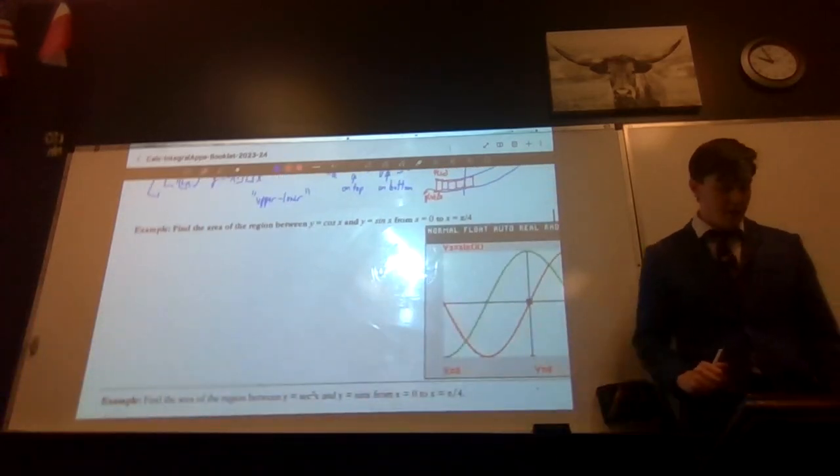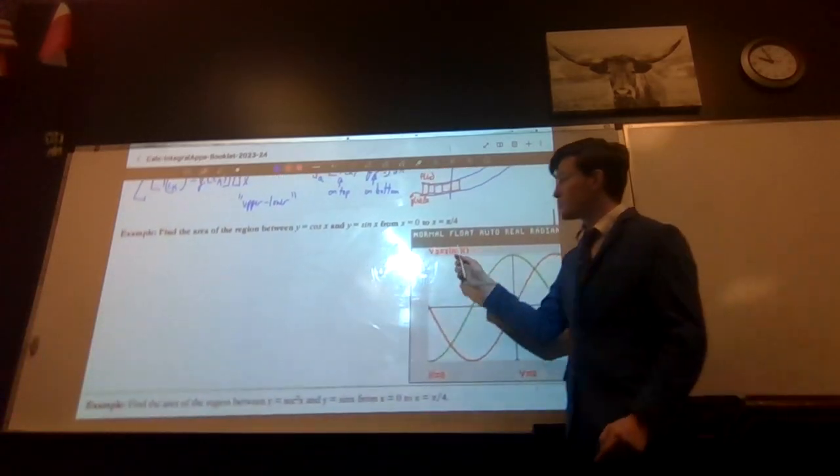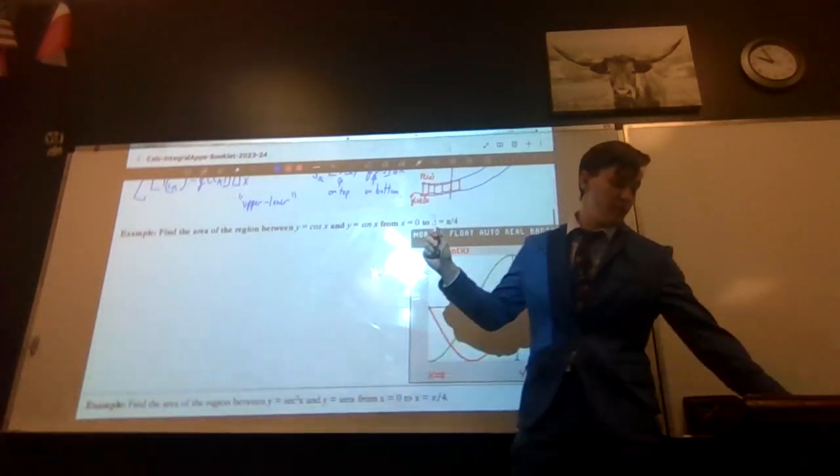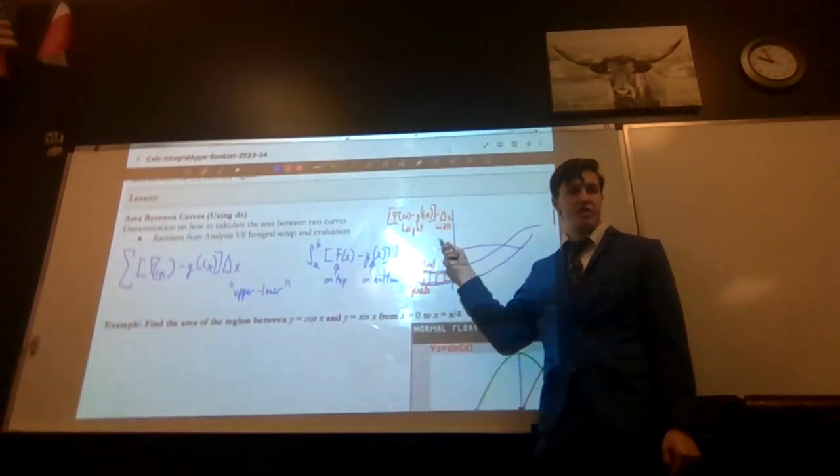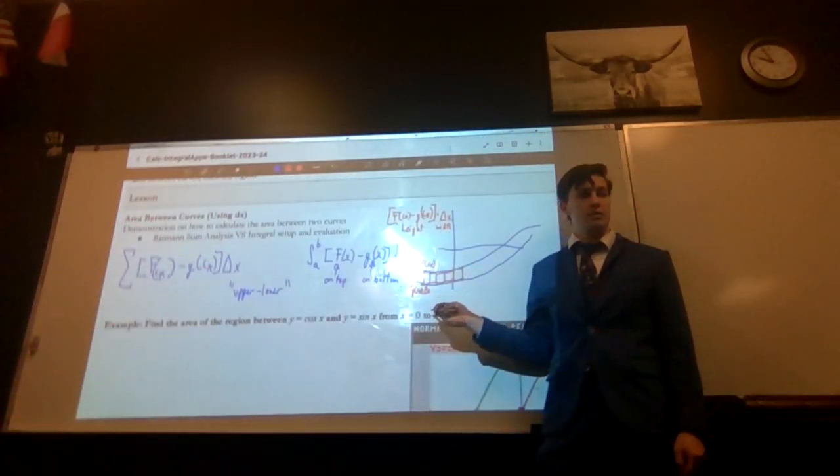Find the region between y equals cosine x. Oh, sorry, before we move on to that. Any more questions on this section here? No?